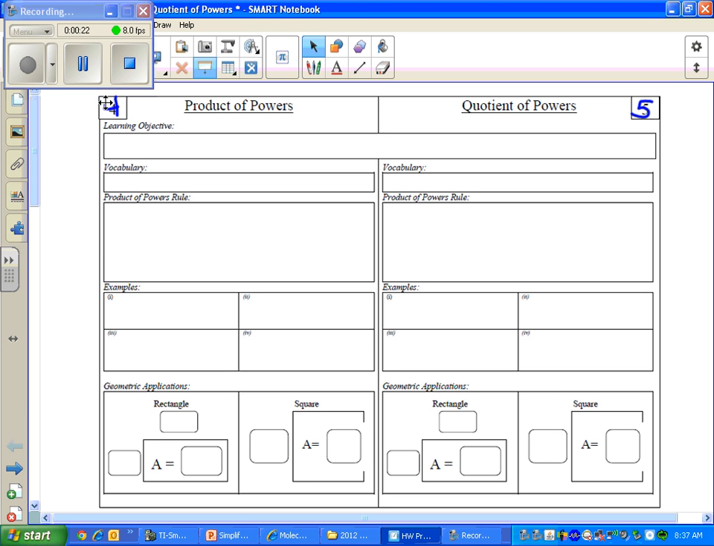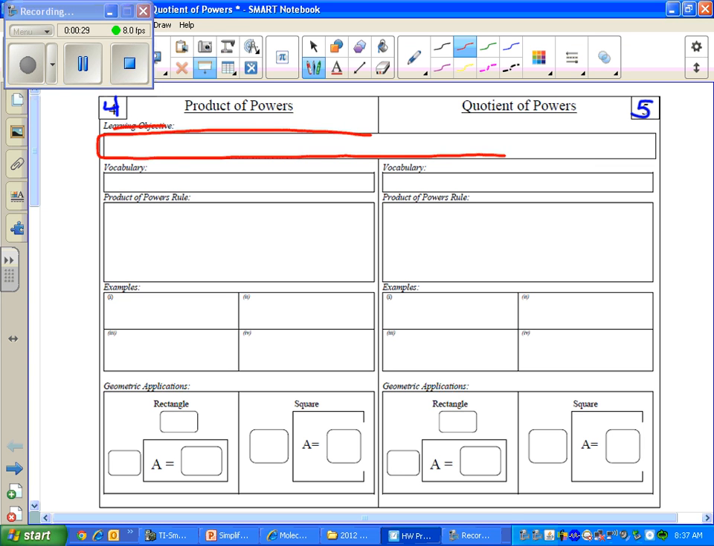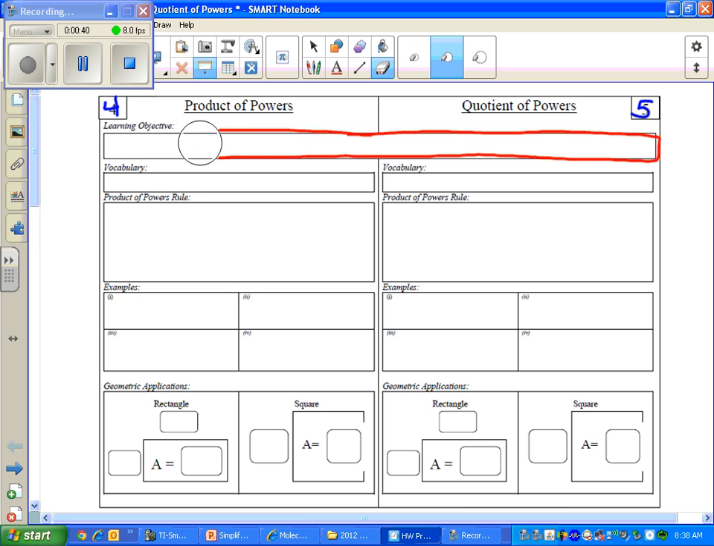Also notice that the learning objective here at the top will actually span across both pages. So go ahead and just draw a box that goes from one side to the other. And then we're going to fill in values here in a moment. So pause the video, take maybe a couple of minutes or so, and go ahead and copy this down, and then we'll begin to fill it in.